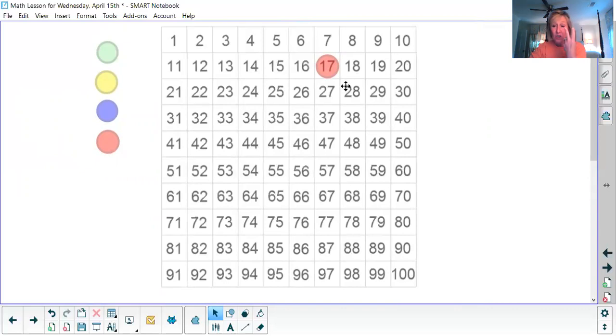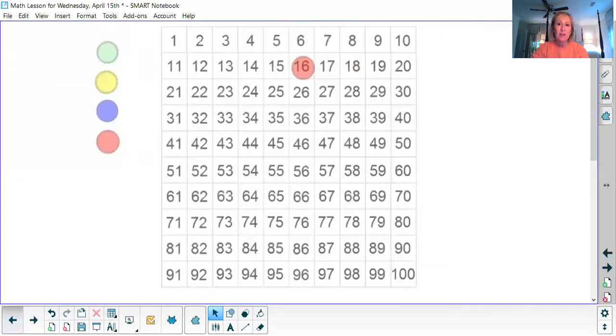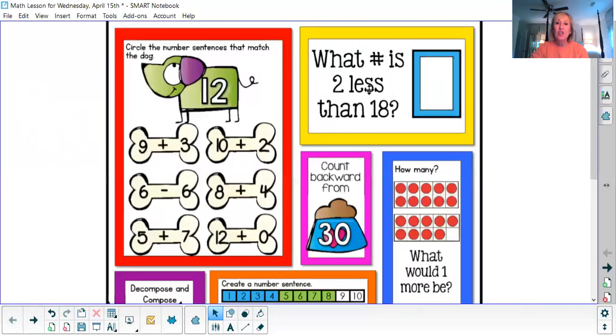But I want to know what is 2 less than 18. So I'm going to move twice. 17 is 1 less. 16 is 2 less than 18. So in that blank, you would write, whoa, getting ahead of myself here. In the blank, you would say that 2 less than 18 would be 16. 16 is 2 less than 18.